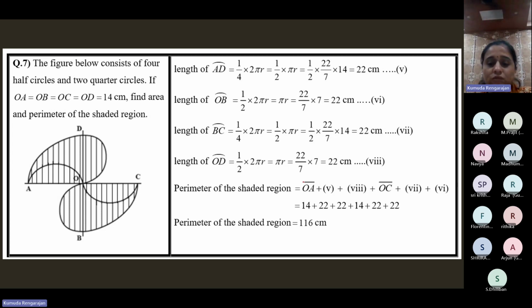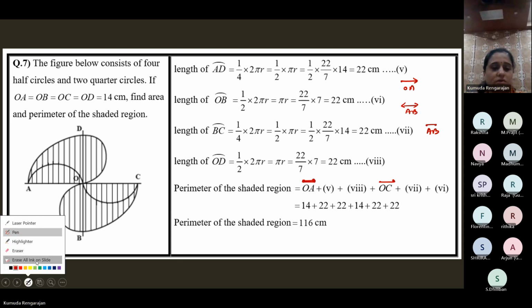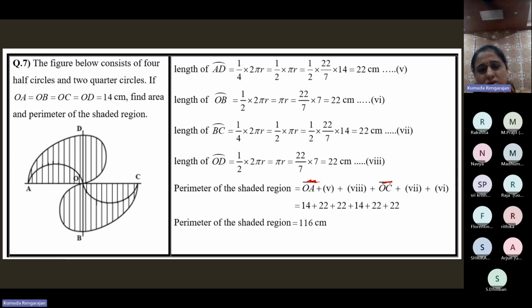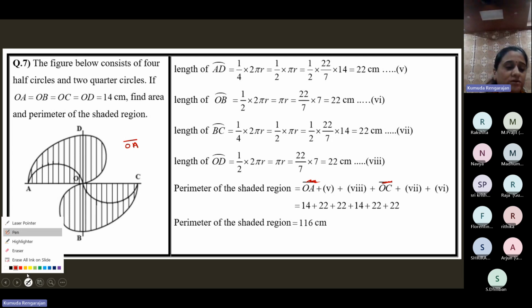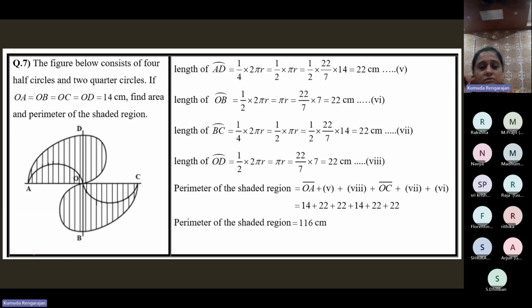This bar is length of line segment. Go back to 6th standard. This is how we write, no? Ray OA, line AB, line segment AB. So I've just used that bar here. Line segment OA, line segment OC. It's okay if you don't write that also. I've just written that to indicate line segment OA, line segment OC. Done, children? Yes, ma'am. Yeah.